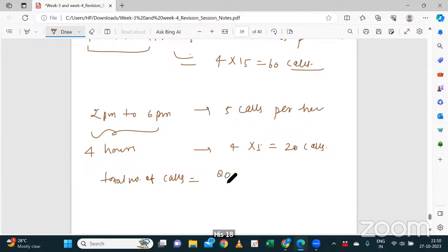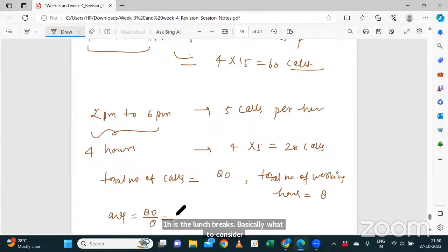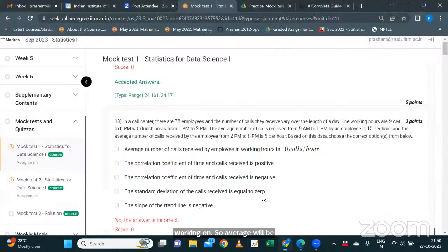And what is the total number of hours? 8. Why not 9? Because 1 hour is the lunch break. Basically, you have to consider working hours. So the average will be 80 divided by 8, which is 10 calls per hour. Correct, right? Because if you see the option, it simply mentions working hours.